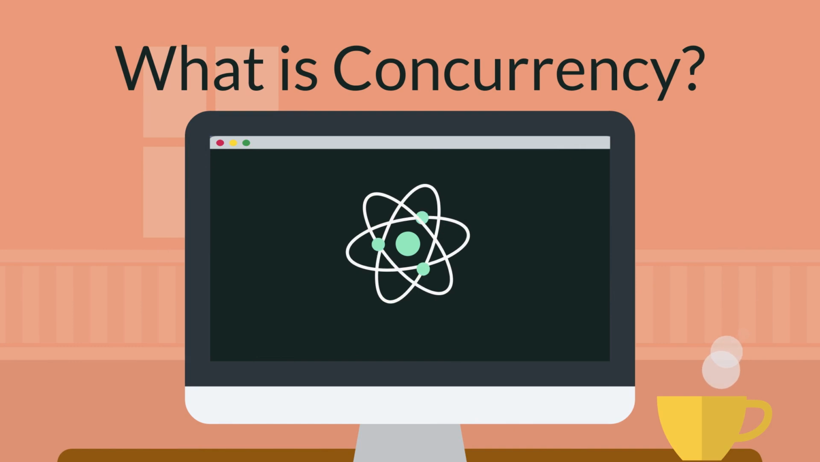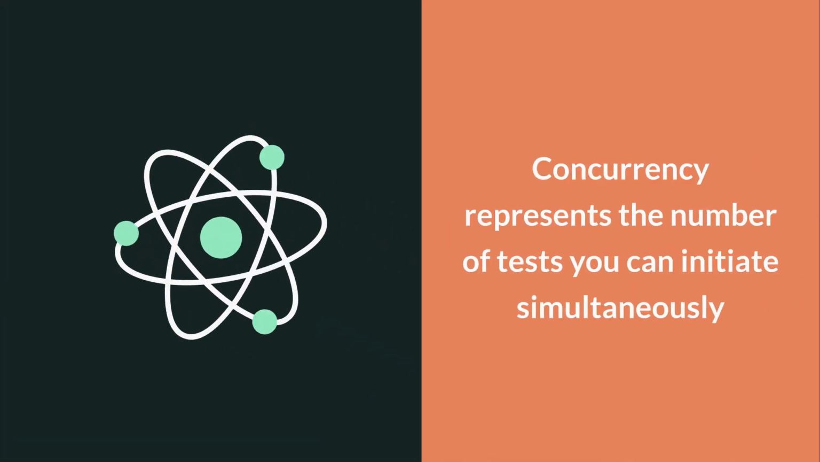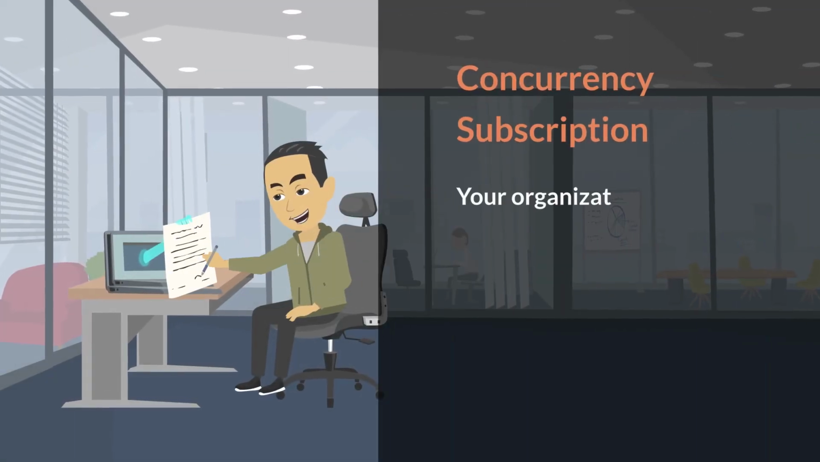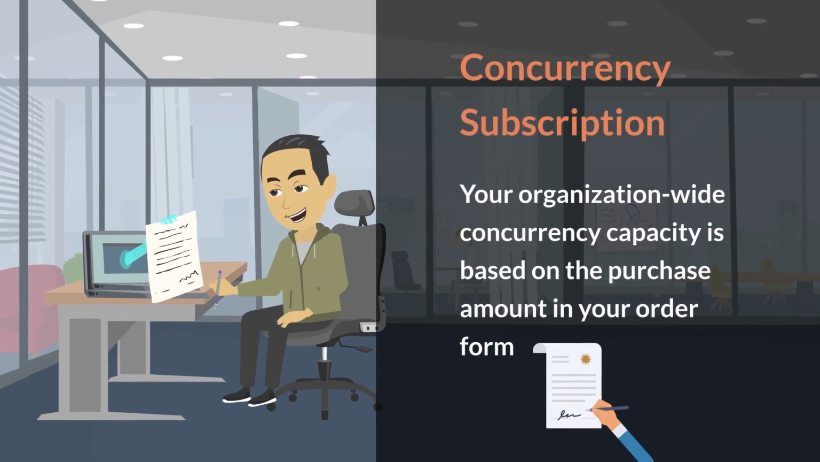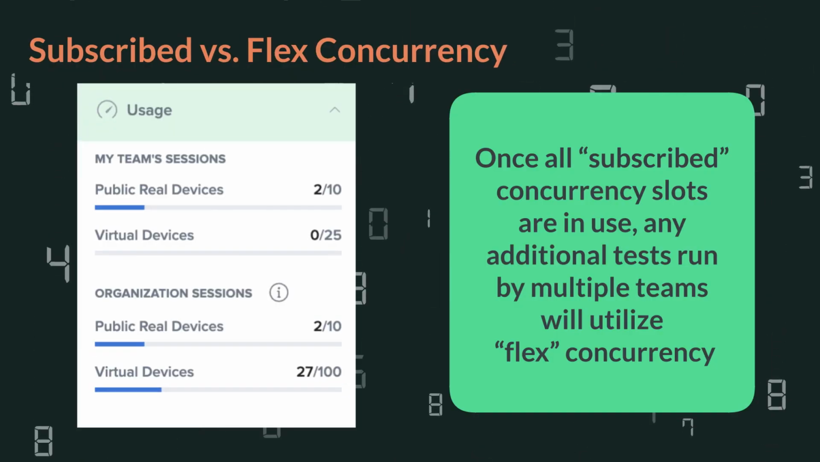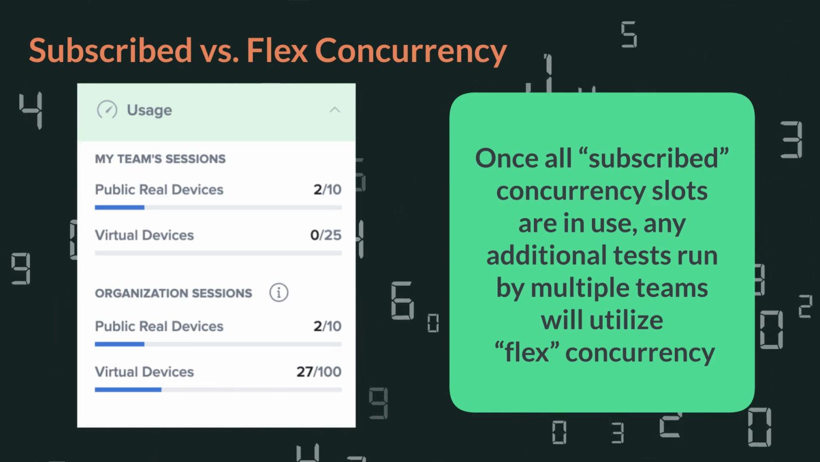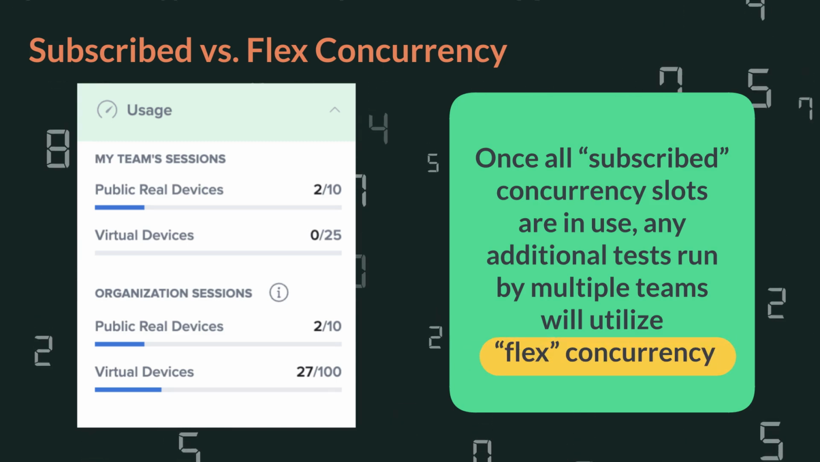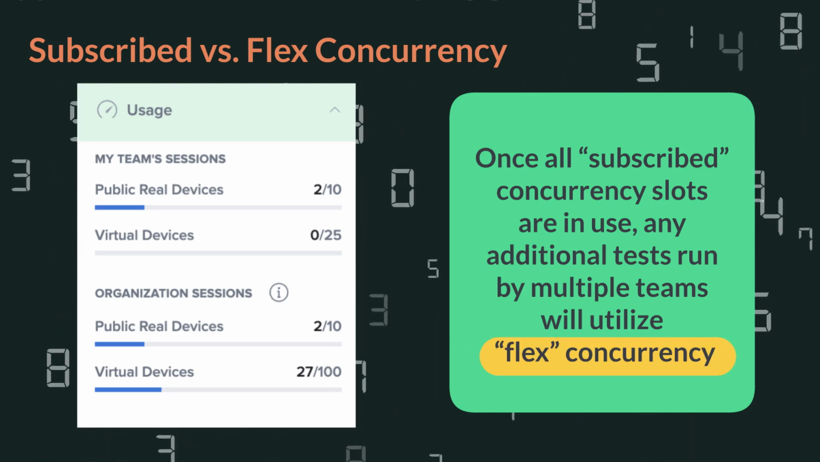So, what is concurrency? Concurrency represents the number of tests you can initiate simultaneously. Your organization-wide concurrency capacity is based on the purchase amount in your order form. Once all subscribed concurrency slots are in use, any additional tests run by multiple teams will utilize flex concurrency, giving you the ability to burst above your subscribed concurrency amount.